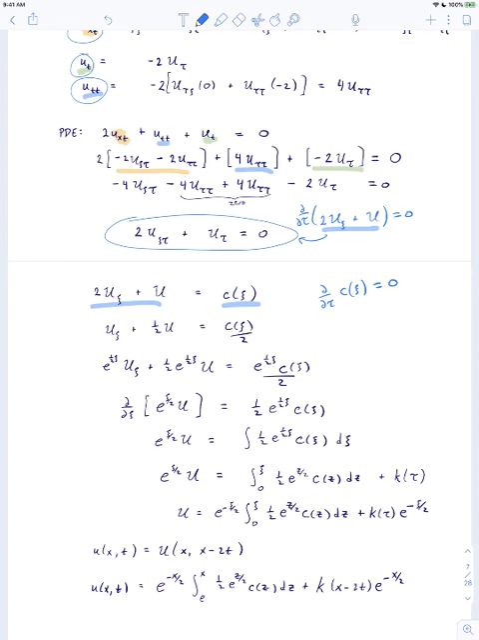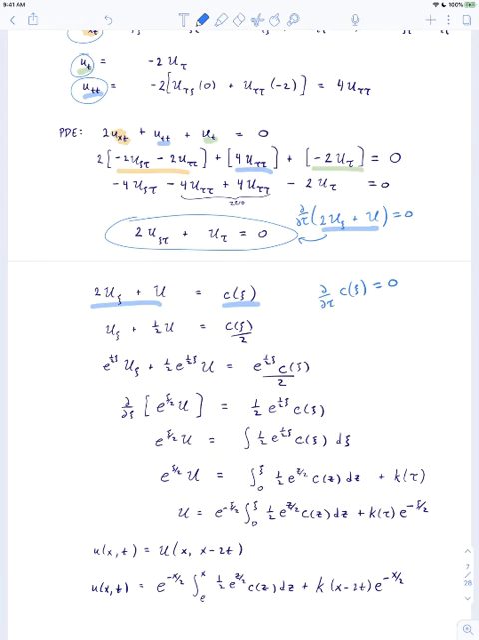Okay, so what do I do now? I want to solve for this quantity. Not for that quantity, I want to solve for u. So what I'm going to do is solve this differential equation, but notice that this is a differential equation in terms of only one variable.